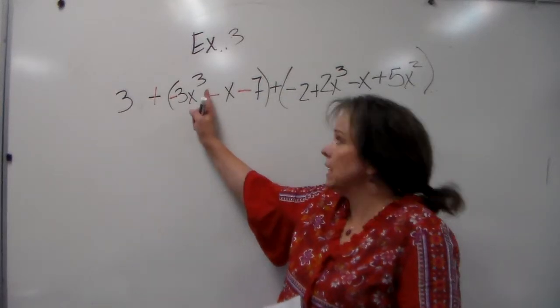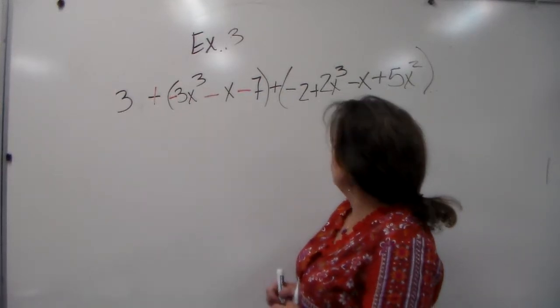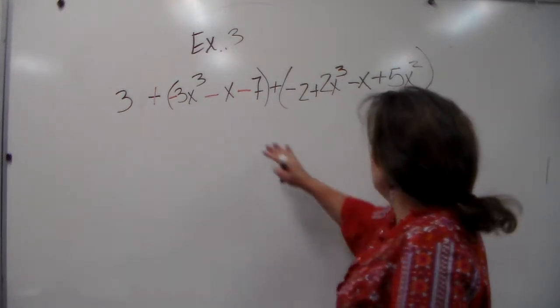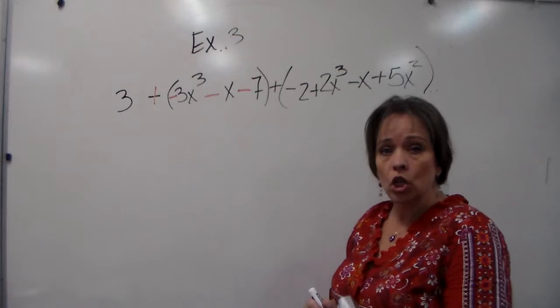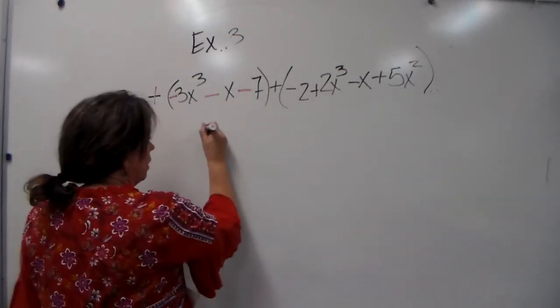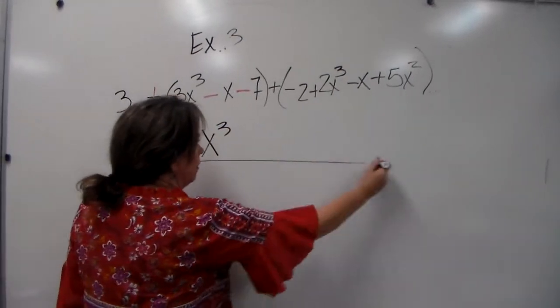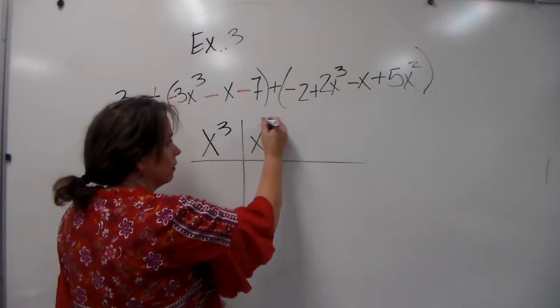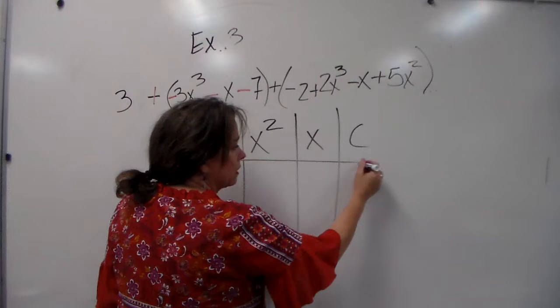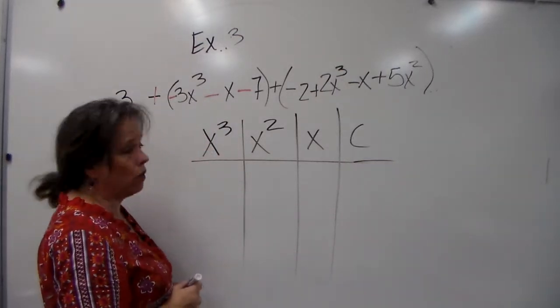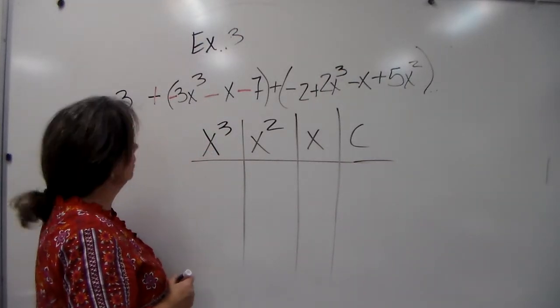The term with our highest exponent is our x cubed. You can see that we have an x squared here, and we do have x terms. So the columns that we're going to need: an x cubed column, x squared, an x column, and then a column for our constants, or those numbers that don't have a variable with them.